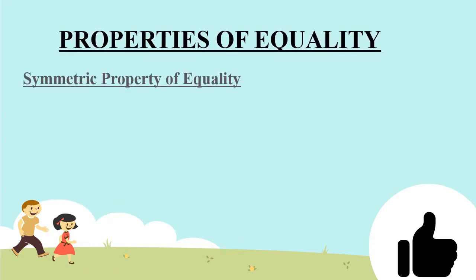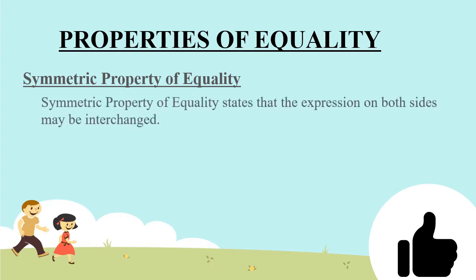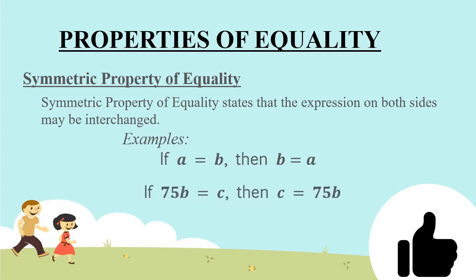Another property of equality, the symmetric property of equality. The symmetric property of equality states that the expressions on both sides may be interchanged, and it is still equal. Example, if A is equal to B, then B is equal to A. It is just the same. Another example, if 75B is equal to C, then C is equal to 75B also. They are still equal even though you interchange them.